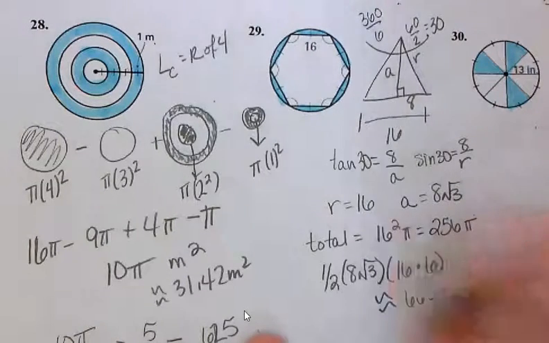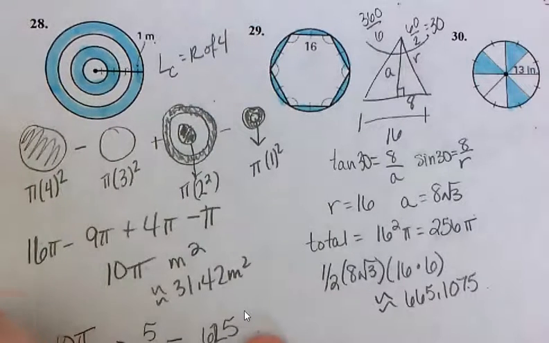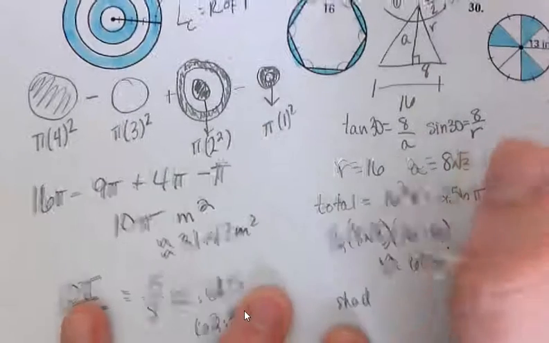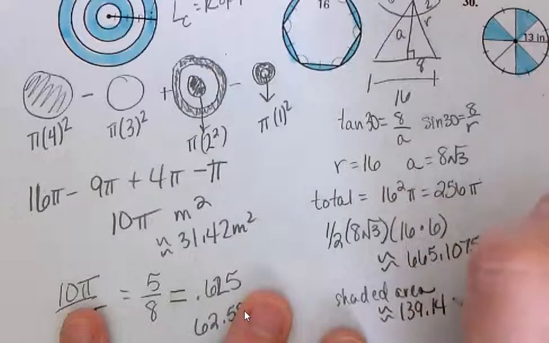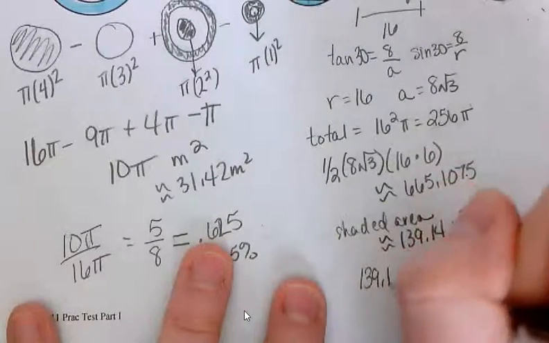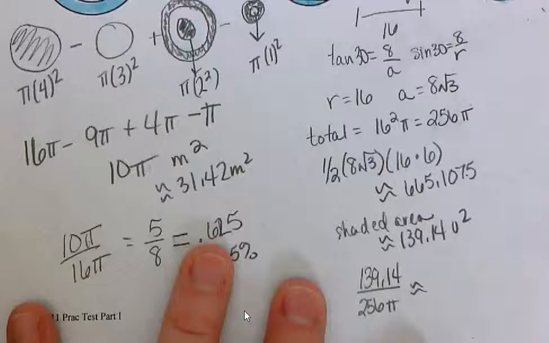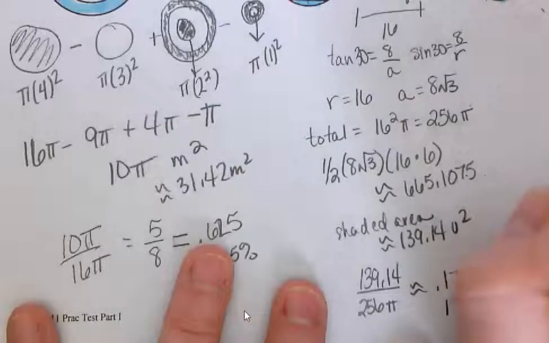So 256 pi minus 665.1075. So the shaded area is approximately 139.14 units squared. 139.14 divided by 256 pi approximates out to be 0.1730, so 17.3%.